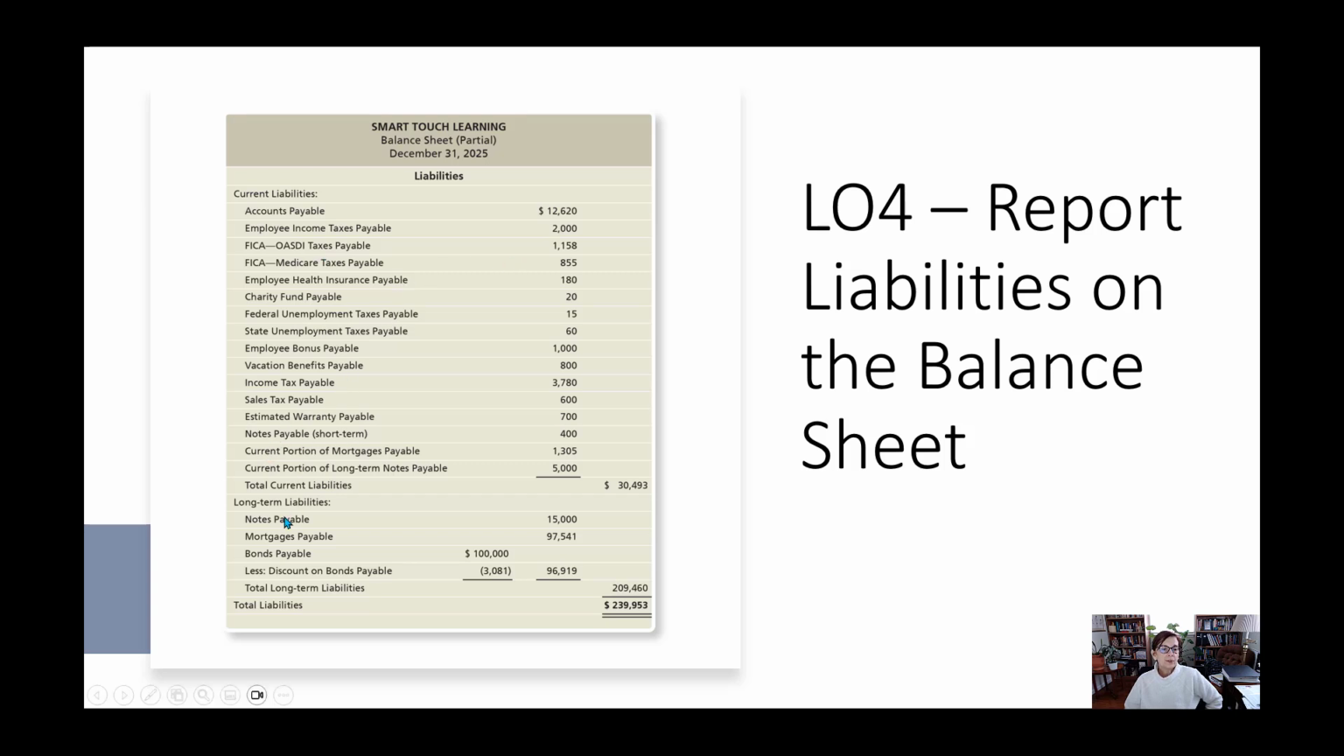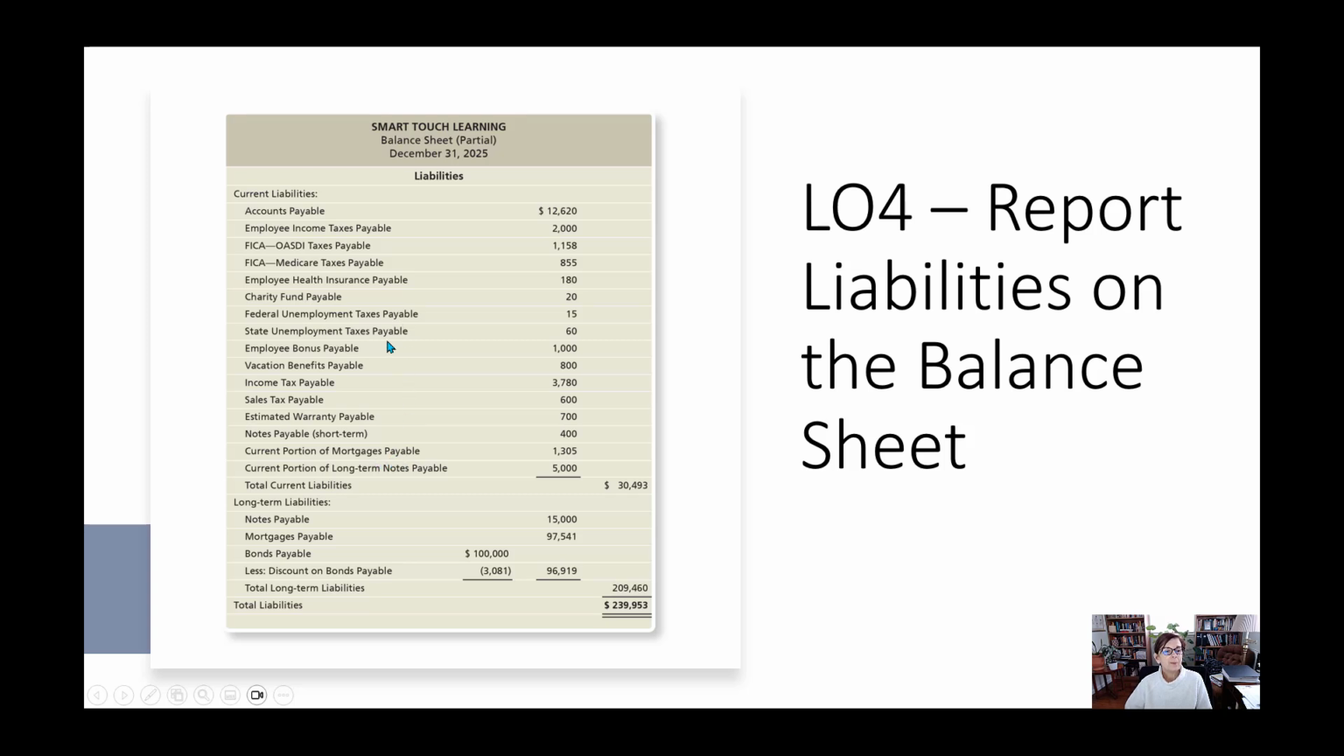Notes payable, notice, are in two different places. So a short-term note would be in current liabilities. So like the three-month note that we looked at before, that would be included in current liabilities. These two things, current maturity, this is called a current maturity of long-term debt. So if you had a note that is payable in installments, like a mortgage, the next 12 months of payments would be considered current. It's actually the principal of the next 12 months that would be considered current.